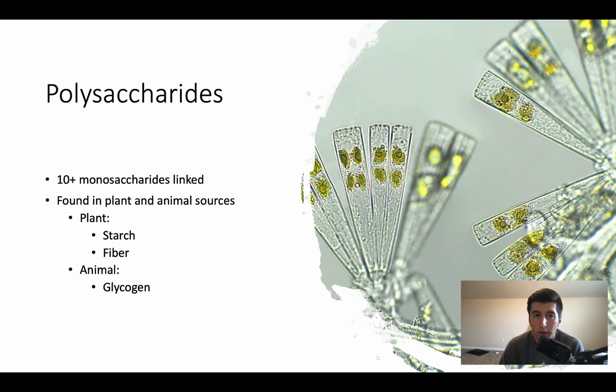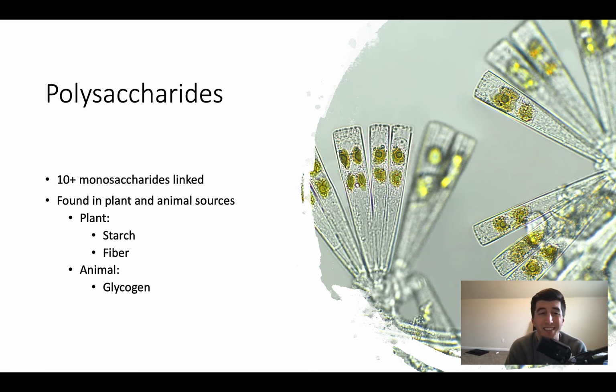Polysaccharides. This is where things get a little bit bigger, right? So a polysaccharide is going to be 10 plus saccharides linked together, 10 plus monosaccharides linked. So this could be glucose. I think that was 10. It could be whatever. Essentially, this is going to be a storage form of saccharides. It's going to be a storage form of sugar, whether that's in plants or that's in animals.